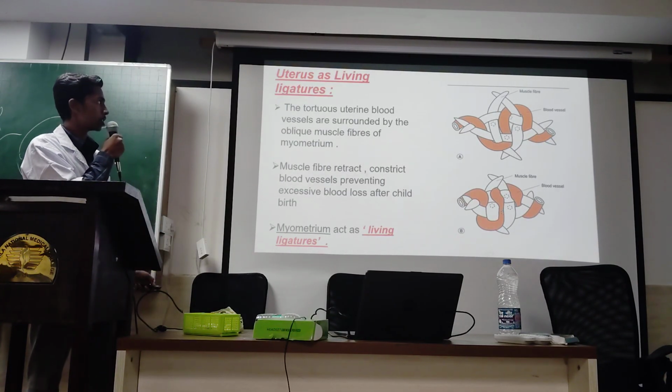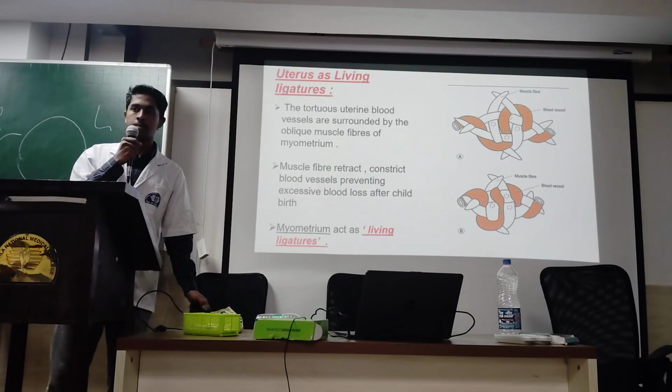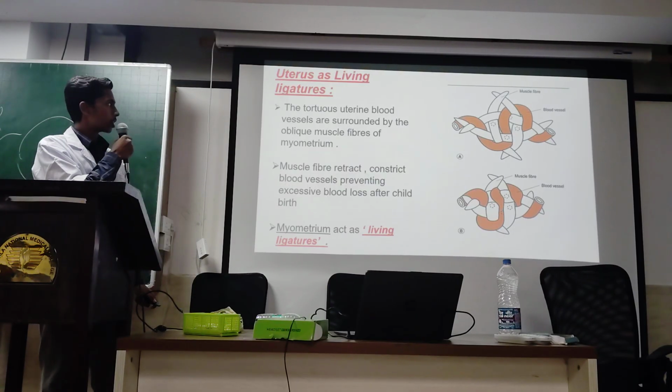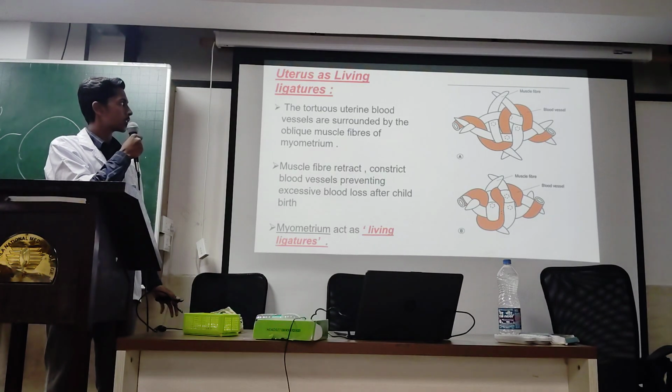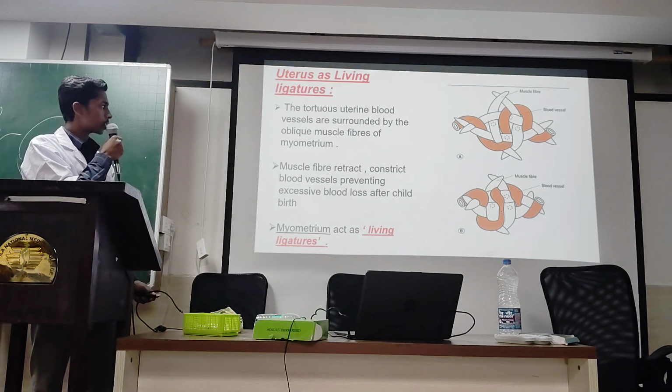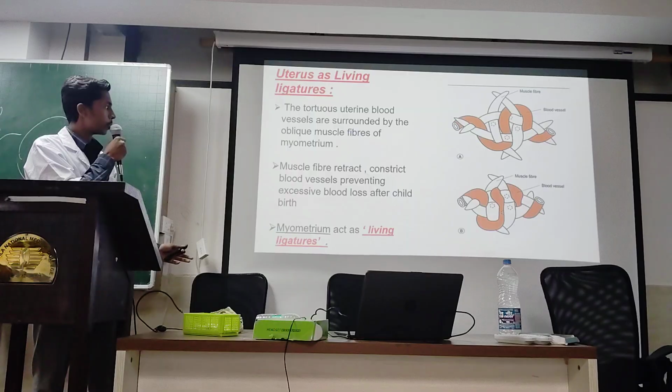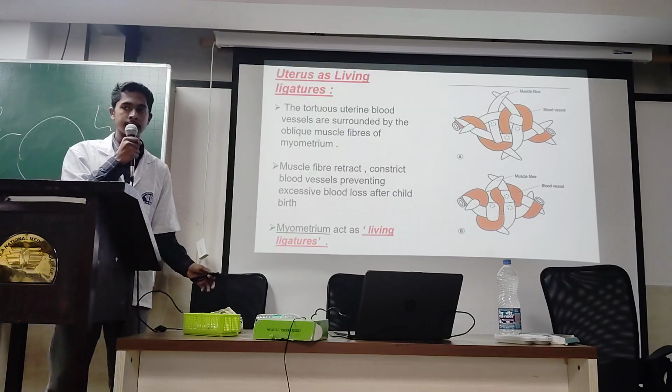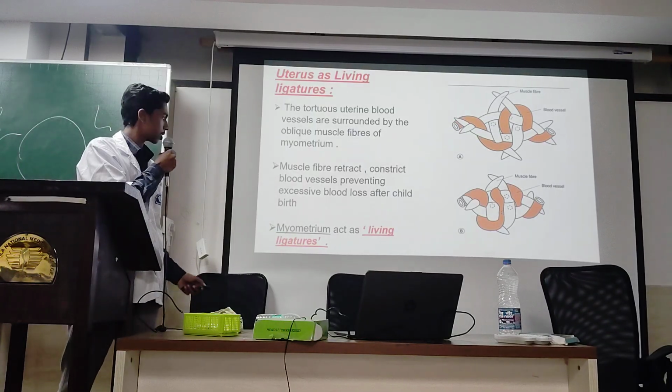Uterus has living ligatures. The myometrium, the muscular layer of the uterus, contains oblique muscle fibers which constrict and retract following childbirth. The constriction of these vessels prevents excessive blood loss, acting as natural internal ligatures.